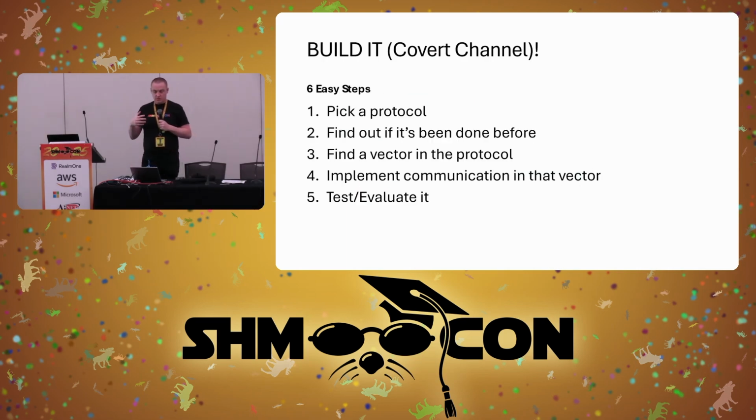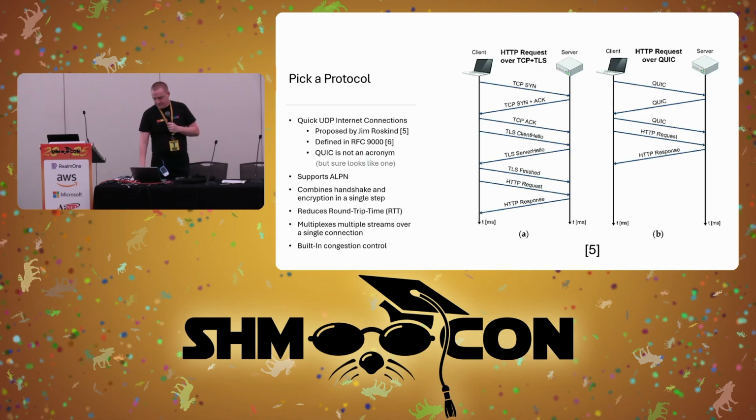So now we'll go into how I built it, which I built because of a two-week assignment. One thing I can't recommend enough is to throw your heart into whatever you're working on. This was just an assignment in my Johns Hopkins class for covert channels, but these are the steps I picked. First, pick a protocol. Find out if it's been done before. Do the best research you can in two weeks on whether or not this has been done before. Find a vector in the protocol, implement a communication channel through that vector, and then test and evaluate it.